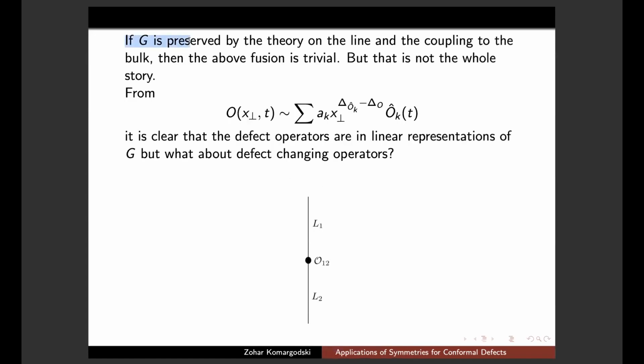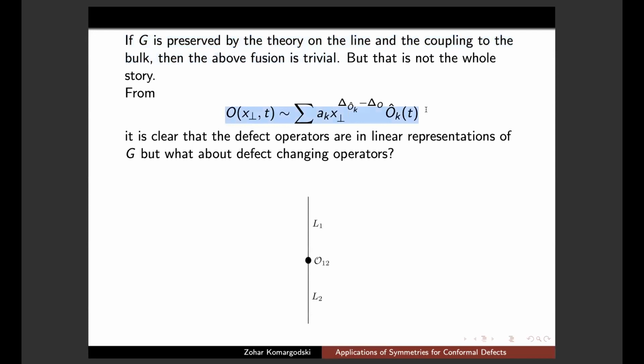A much more abstract situation is when the symmetry is preserved by the line and by the couplings to the bulk, because then the fusion is trivial. Why is the fusion trivial? Because there are no order parameters that will have one-point functions if the symmetry is preserved. So the fusion doesn't actually change any local operator expectation values or any Green functions, and therefore the fusion is trivial. So you might think that, okay, if the symmetry is preserved, then there is nothing to say. But maybe you already anticipated that's not the case.